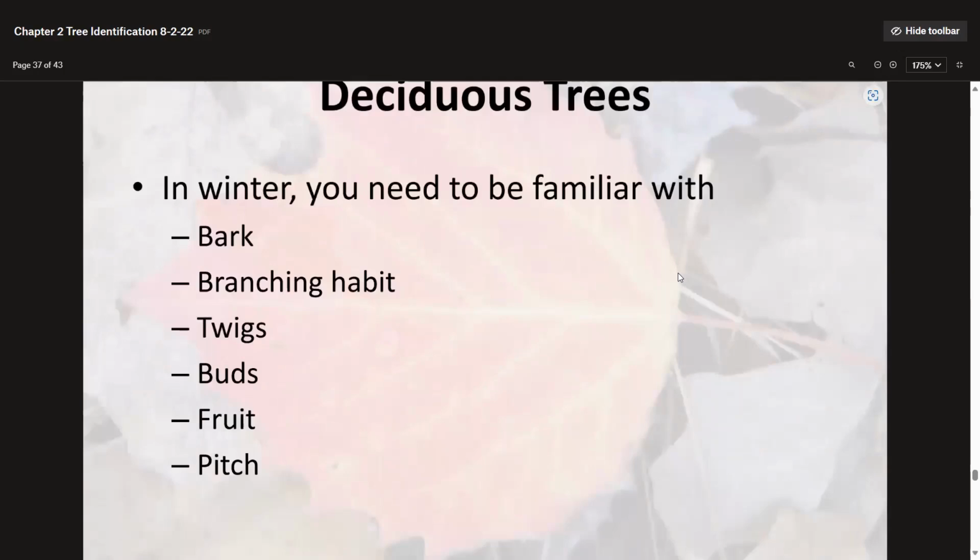Deciduous trees. Now, in the winter, you're going to need to be familiar with more than just your leaves on a deciduous tree because they're not going to be there. And yeah, there may be leaves on the ground, but are they from that tree? I mean, if it's the only tree in a 100-mile radius, it might be a safe bet to say, yeah, these are the leaves that fell off this tree. But in most places, you're going to have multiple leaves on the ground, and you better know more than your leaf shape, okay? So you're going to need to know what the bark looks like, what its branching habit is, sorry, the twigs, what do they look like? What do the buds look like? Is there fruit? Is there not fruit? Does it have pitch? Pitch doesn't come out on everything, so that is a big indicator of what you're dealing with, right?